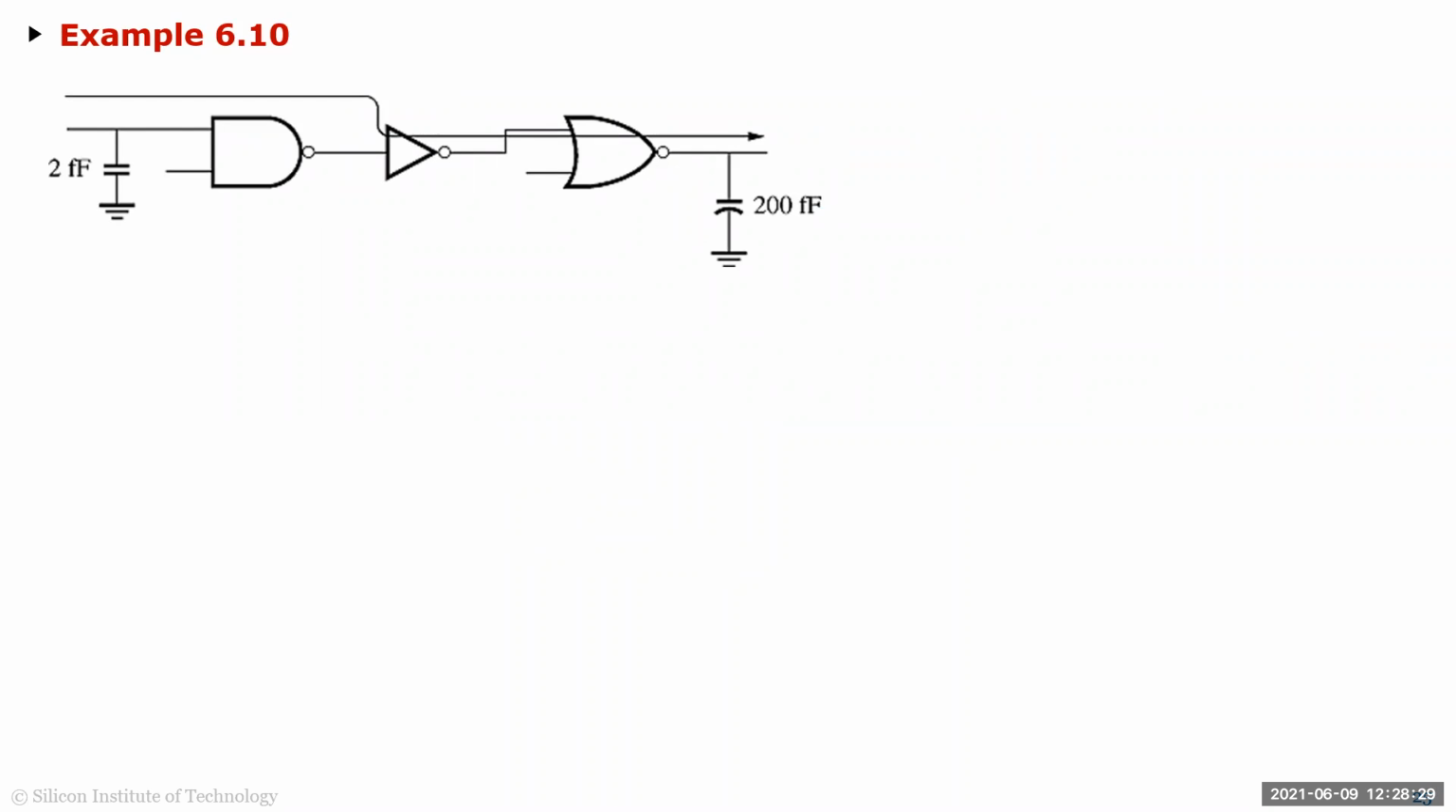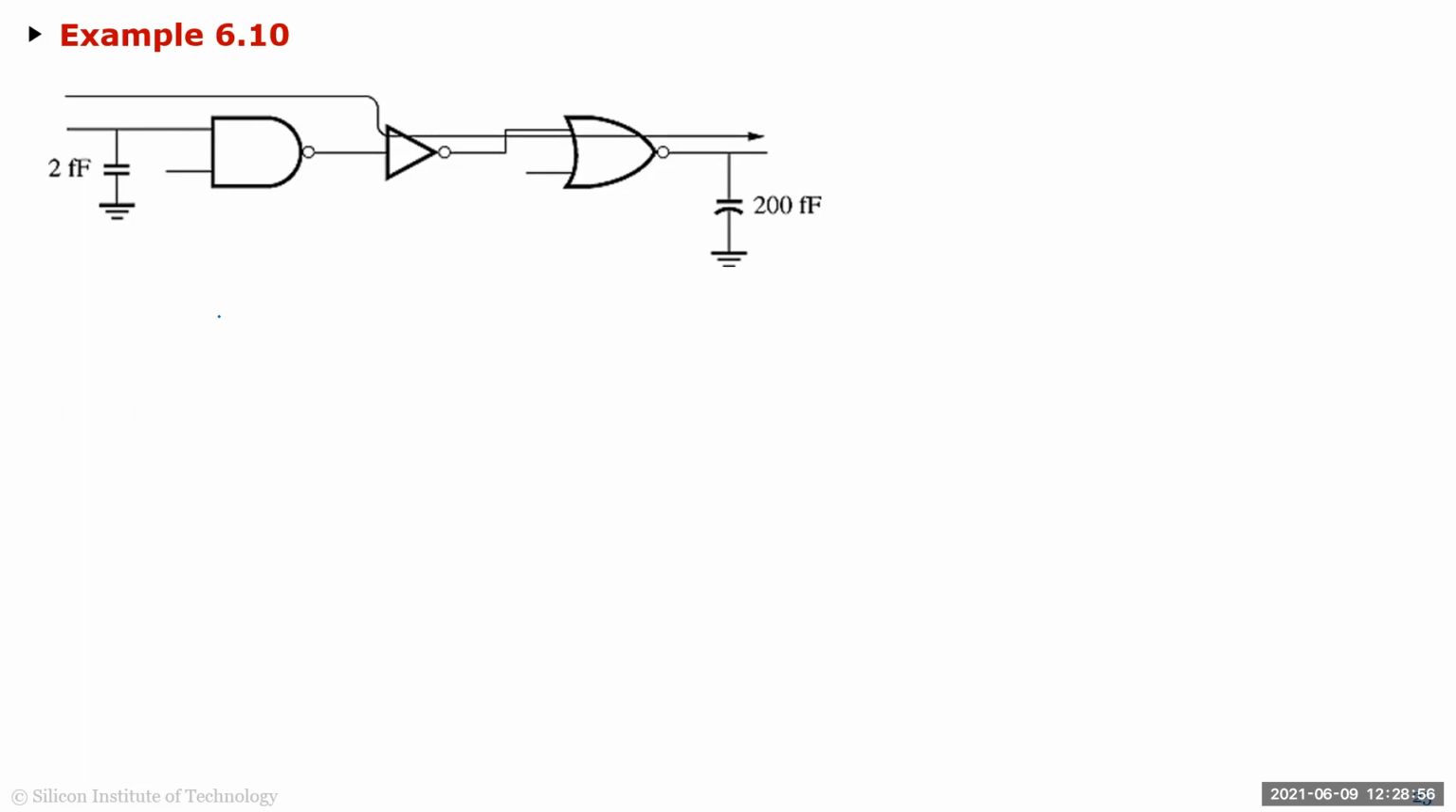Okay. So let's take an example. We have a similar example where I have a 2 femtofarad cap and the output is 200 femtofarad. Now the question is, how do I minimize the delay in this path? The number of stages are given to me. How do I minimize the delay in this path?